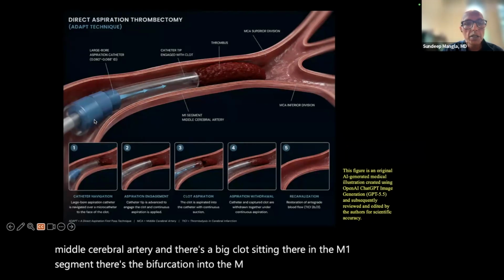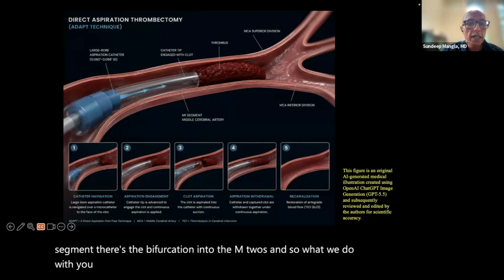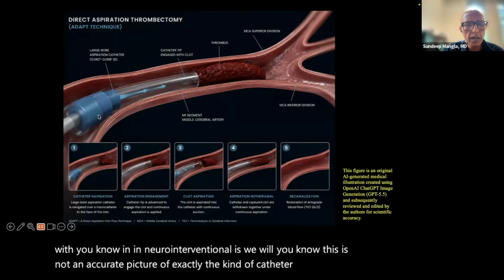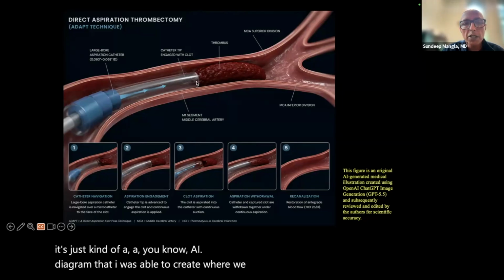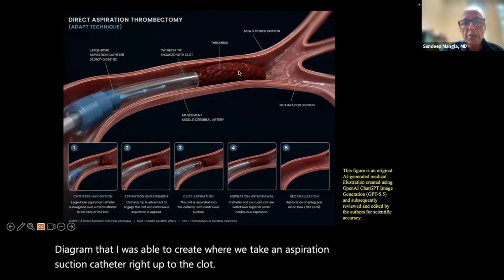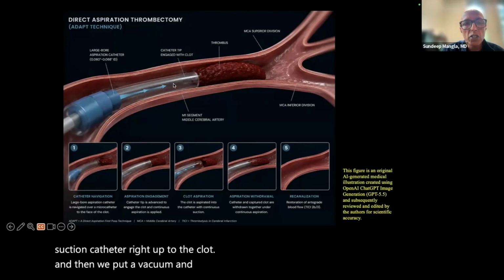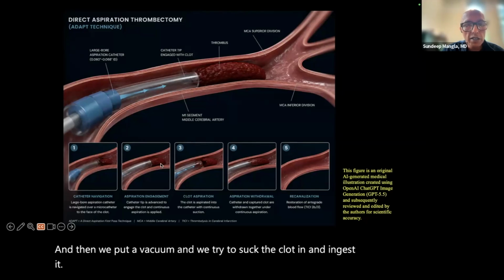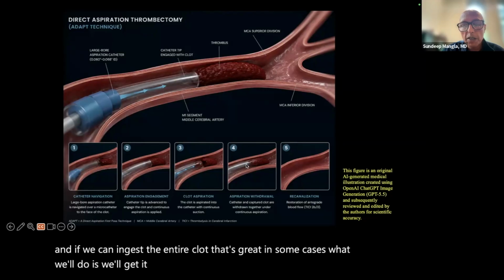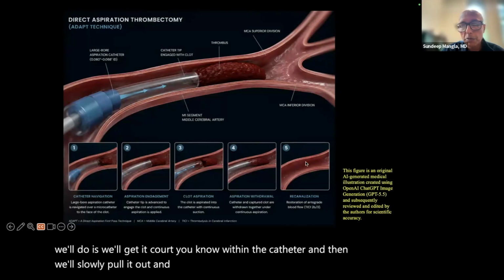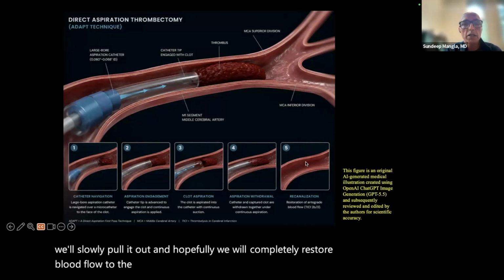And so what we do in neurointerventional is, this is not an accurate picture of exactly the kind of catheter, it's just an AI diagram that I was able to create, where we take an aspiration suction catheter right up to the clot, and then we put a vacuum and we try to suck the clot in and ingest it. And if we can ingest the entire clot, that's great. In some cases, we'll get it corked within the catheter, and then we'll slowly pull it out. And hopefully we will completely restore blood flow to the artery. So that's what we would call direct aspiration thrombectomy.